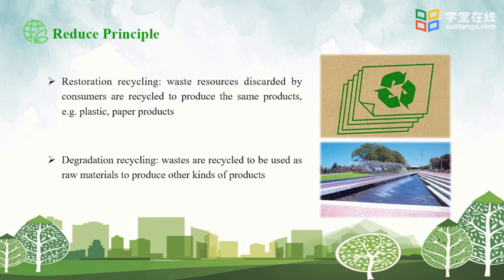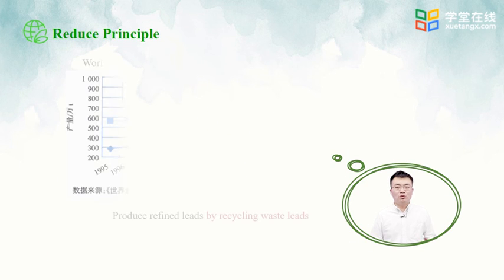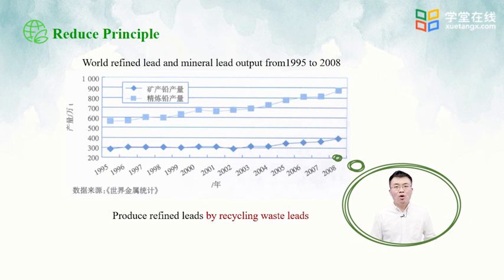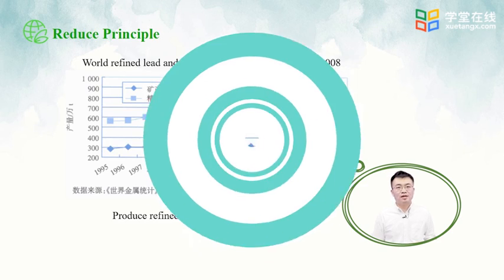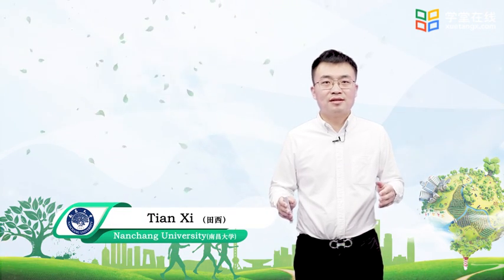efficiency of resource utilization. Now, we may return to the question we had at the beginning: why the amount of refined lead produced worldwide is higher than the yield of lead mined. As you may see, by recycling waste lead and using it to produce refined lead, we reduce the amount of lead mined. This is an important method for us to adopt the circular economy. The mining of other metals, including copper, aluminum, and zinc, can be reduced in the same manner. This concludes today's lesson. Thanks for watching.